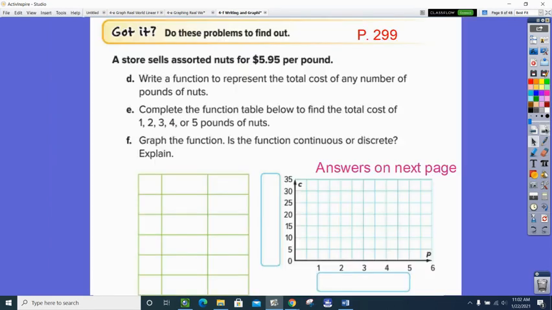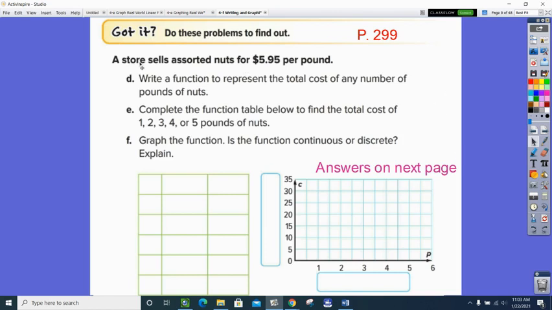Okay, so basically now I'm going to have you try to do what we just did. On page 299, there is a problem. Now, they don't always give you a lot of room here. There is usually some green margin space as you need it.